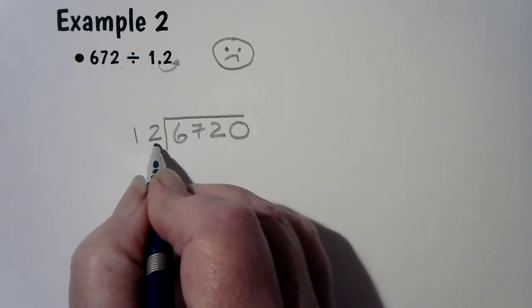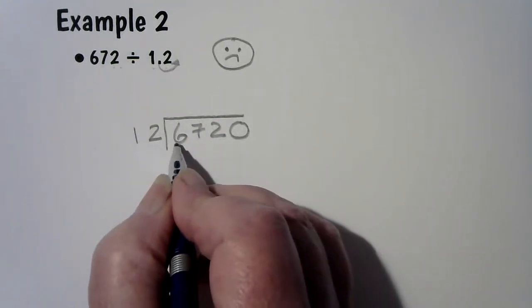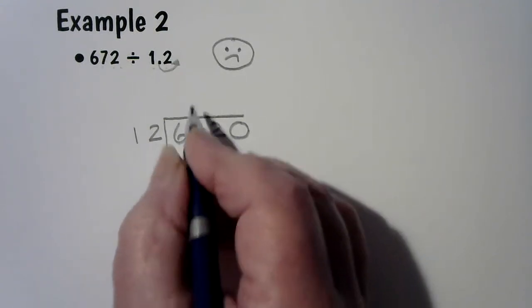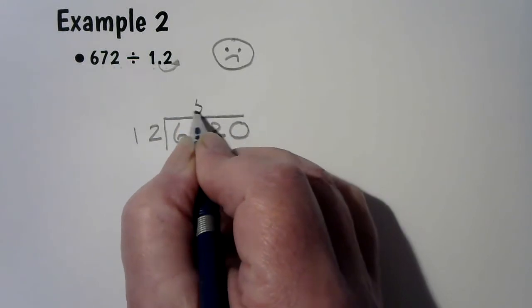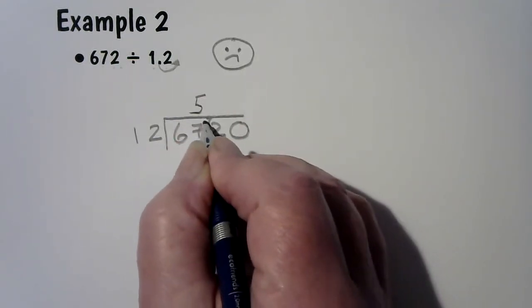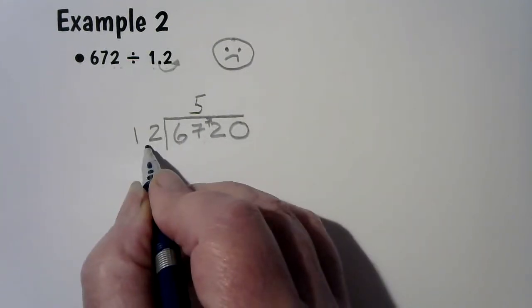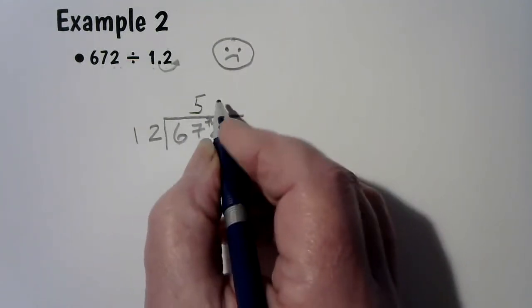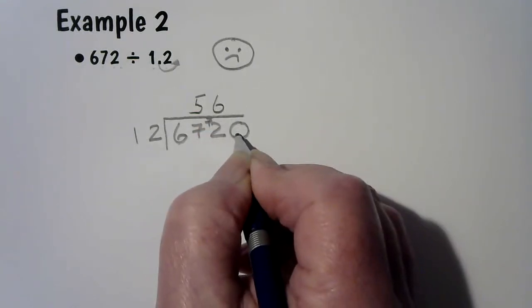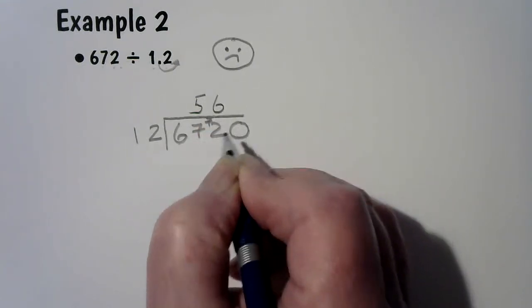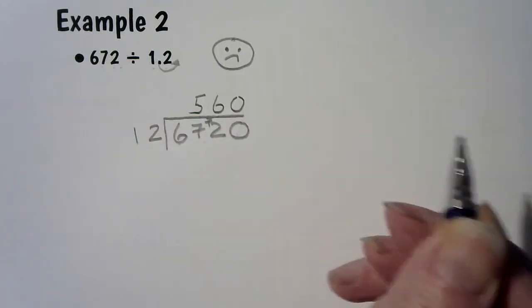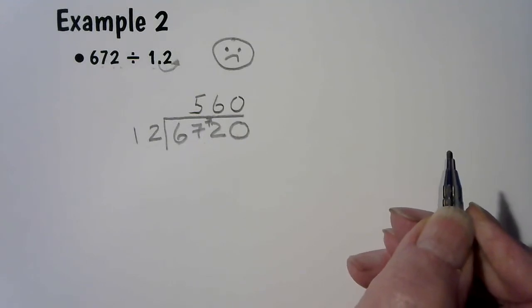Right, now 12 into, I can see it doesn't go into 6, into 67. Well, it goes 5 times, and that leaves me with a remainder of 7. So 12 into 72 goes 6 times. And I've still got this 0 here. So 12 into 0 doesn't go at all. So I've got a 0 on the end there.